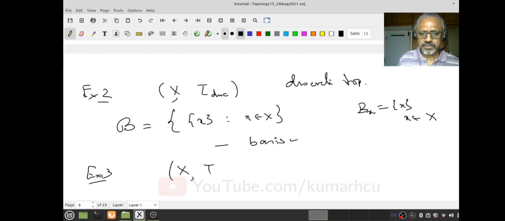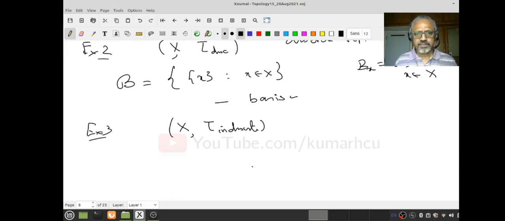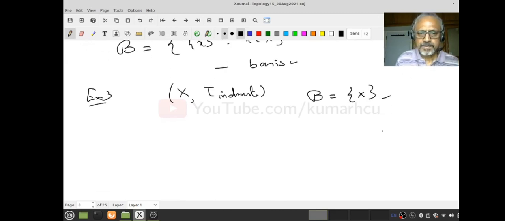Suppose I have X indiscrete. Can somebody give me a basis? That's very easy, because there is only one non-empty open set. Therefore, it should be the singleton {X}. Is this a basis? Of course. Right.